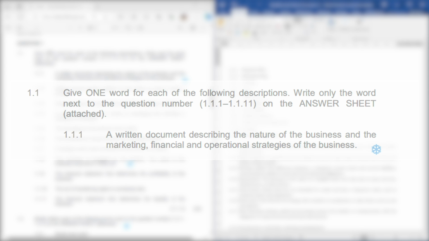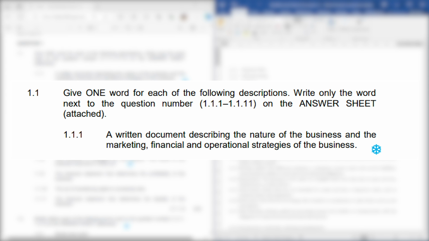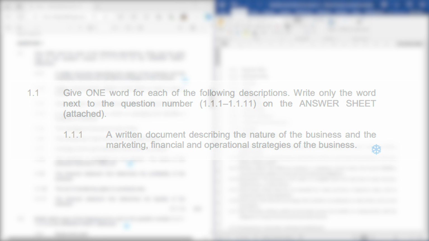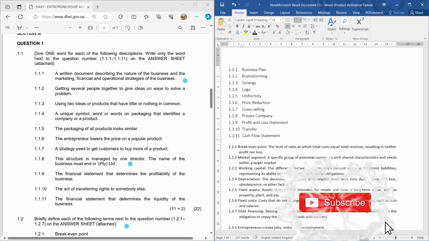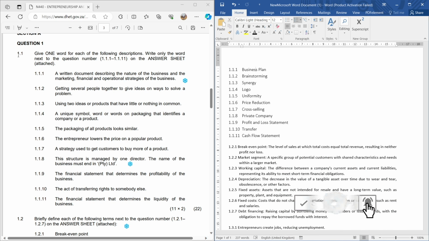The first question says, give one word for each of the following descriptions. Write only the word next to the question number on the answer sheet. Again, I always emphasize this: always make sure that you read and follow the instructions in your question paper. If they instruct you to write one word next to the question number, you are expected to write only one word. If I include a couple of things, that's because I am trying to explain in depth, so do not mind that part. Just follow the instructions. Let's look at the first question.